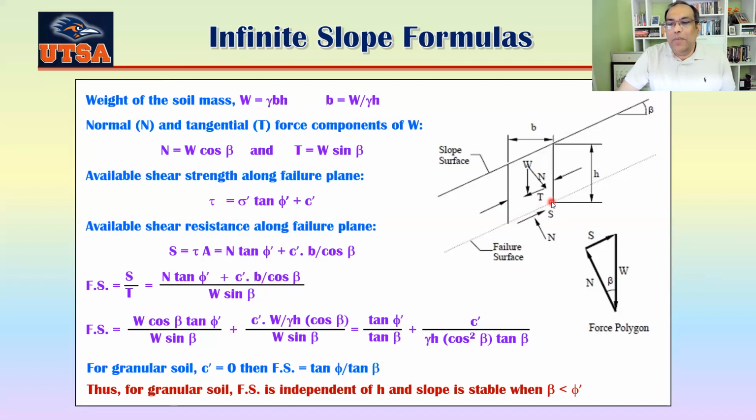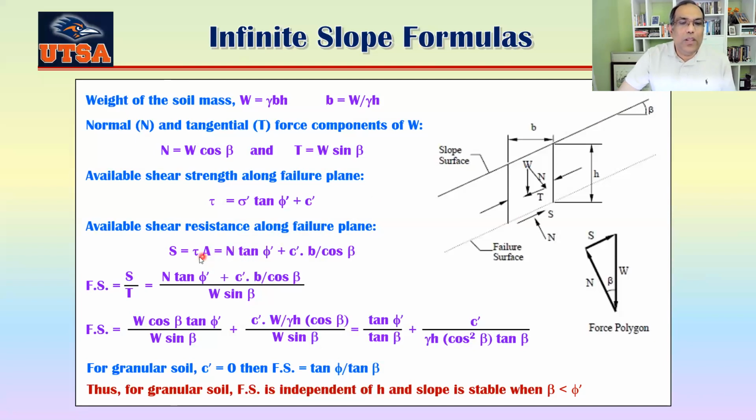Now, what's the length of this one? That's basically B divided by cosine beta. That's the length here, and the other side is 1. So the area is just B divided by cosine beta. So when you multiply that with your tau, you get the total shear resistance. So tau multiplied by the area.